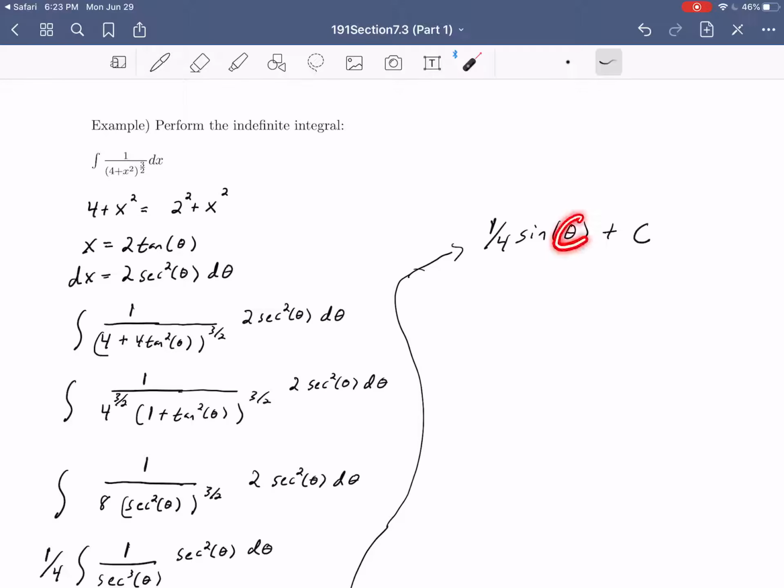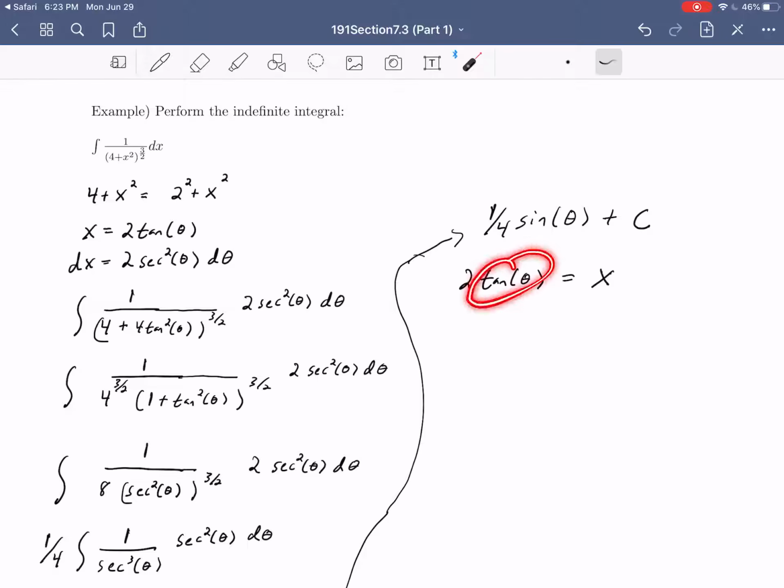Now we just got to get back in the variable we started with. So initially we had x equals 2 tangent theta. I always like to just sort of reverse the order I write it in. When I'm doing the substitution, I like to read it left to right: x equals 2 tangent theta. When I'm undoing it, I'm going to think about it as 2 tangent theta is equal to x. Let's get that tangent isolated since we're trying to reverse the substitution. Tangent theta is x over 2.